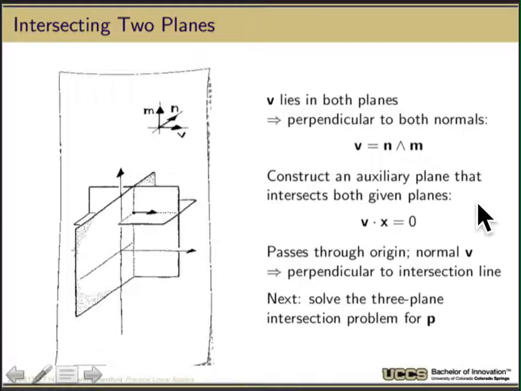So I want to construct an auxiliary plane that intersects both the given planes, where I know that v dot x is equal to 0. This has got to pass through the origin in terms of the normal line, so it's perpendicular to the line of intersection. It's going to have to be over here. So this allows me to solve for the constant that goes along with this line. Any point on the line is okay, but I'll just choose the one that's closest to the origin.